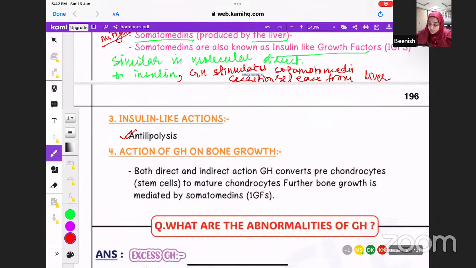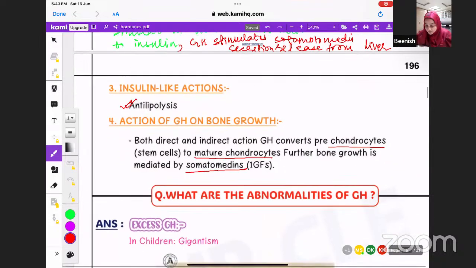Now talking about the action of growth hormone on bone growth. On bone growth, growth hormone has both direct and indirect action. It is going to convert free chondrocytes to mature chondrocytes. Okay, and then the further bone growth is mediated by somatomedins. So that was about the actions of growth hormone.